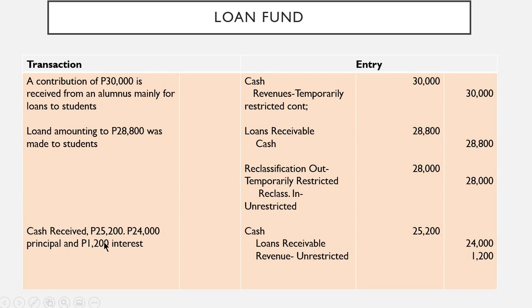Now, cash received for 25,200, 24,000 principal and 1,200 interest. Ayan. So ito related pa rin to siya sa loans receivable na 28,800. So debit ka ng cash for the entire amount 25,200. A credit of course to loans receivable kasi to apply ito the principal na 24,000 and revenue. Okay. May interest yung loans receivable na amounting to 1,200 kaya unrestricted na siya for 1,200. Anyway, yung related net asset classification has already been reclassified to the unrestricted net asset classification.